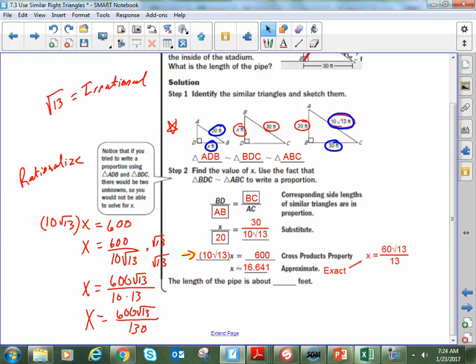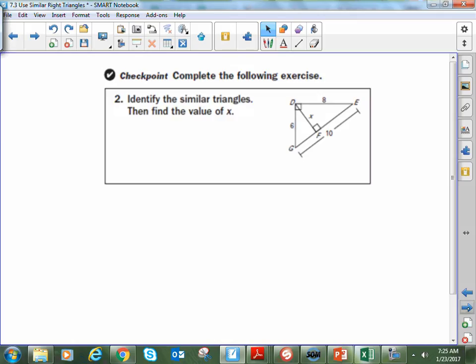Now we're going to be seeing that a little bit later on, the rationalizing part of the math, when we start working with special right triangles. So since we have math with the radical here, I want to go ahead and introduce you to the vocabulary.